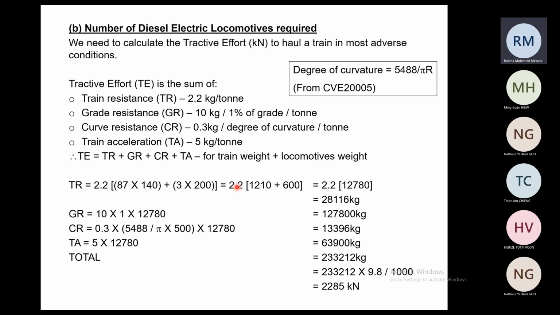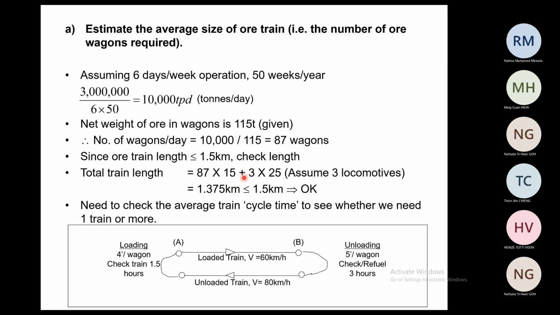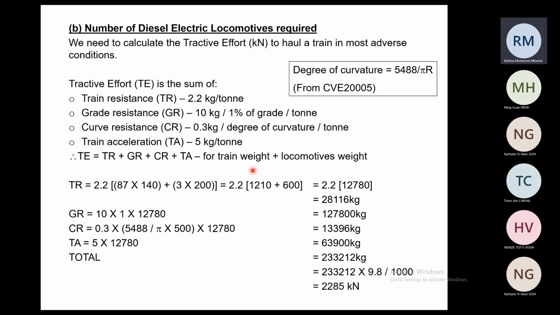Okay, now let's move on to part B, where it needs us to calculate the number of diesel electric locomotives required. So just now we assumed 3 locomotives in our calculation for part A. You remember here we assumed 3 locomotives, but this is just an assumption. So we have to really calculate whether it's 3 or not. So now we need to determine that under this part B.